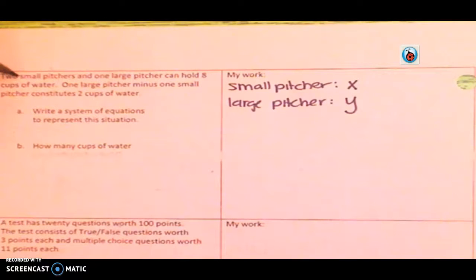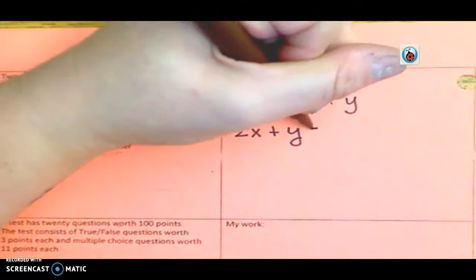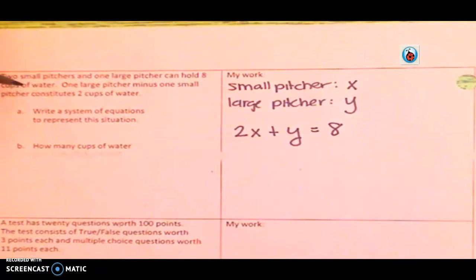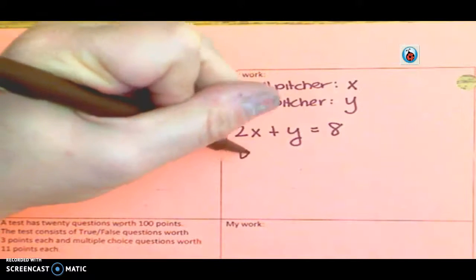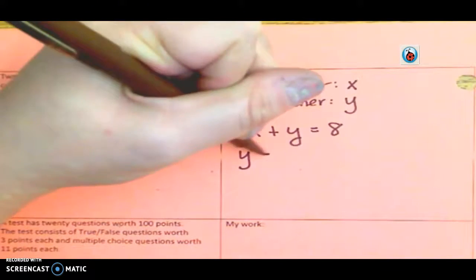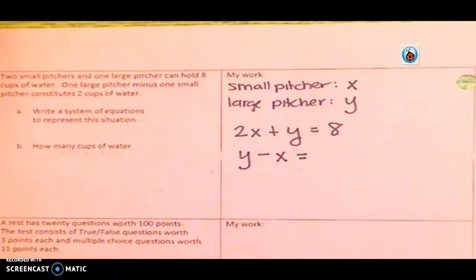All right, so 2 small pitchers and 1 large pitcher can hold 8 cups of water. So 2X + Y = 8. And 1 large pitcher minus 1 small pitcher equals 2, so Y - X = 2. All right, boom.